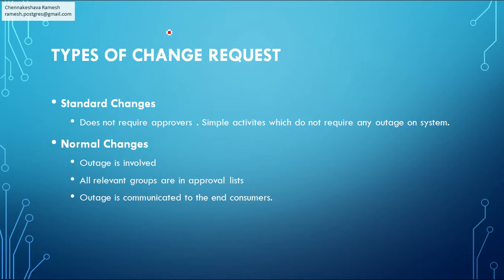Now, the major difference between a standard change and a normal change is that in a standard change, you don't require approvers, or we don't require approval from anybody. It can be planned and executed. But in a normal change, all the relevant groups which use that application or database, those approvals will be required. And the outage which is going to happen has to be communicated to the end customer properly.